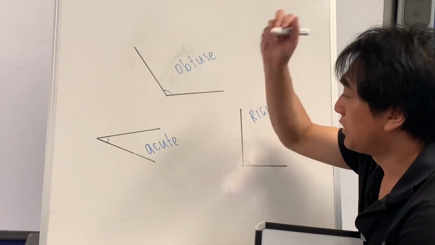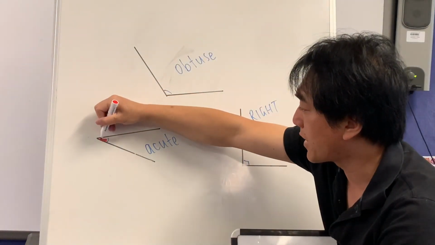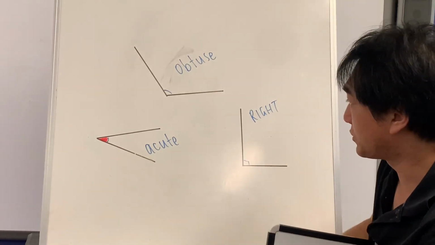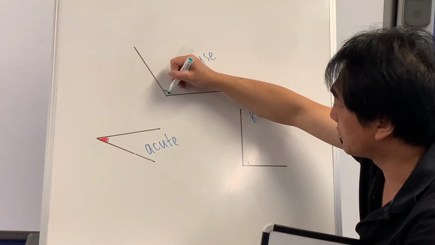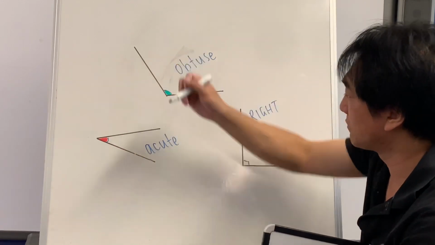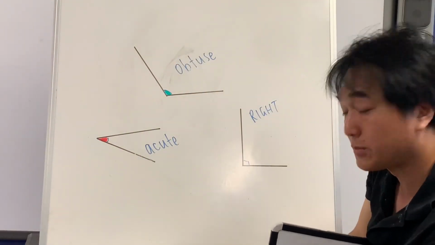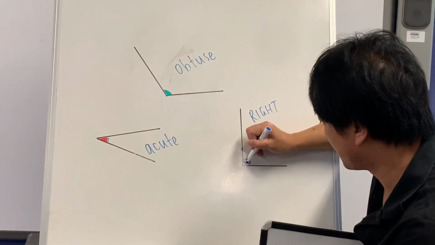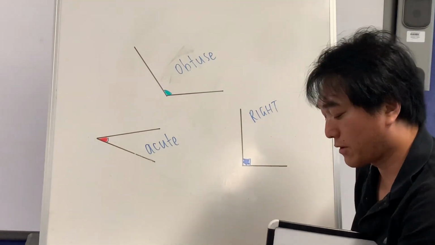So, let's say my acute is going to be red. My obtuse is going to be green. Then I'm going to use blue for the right angle. So, then you're going to decorate the egg.